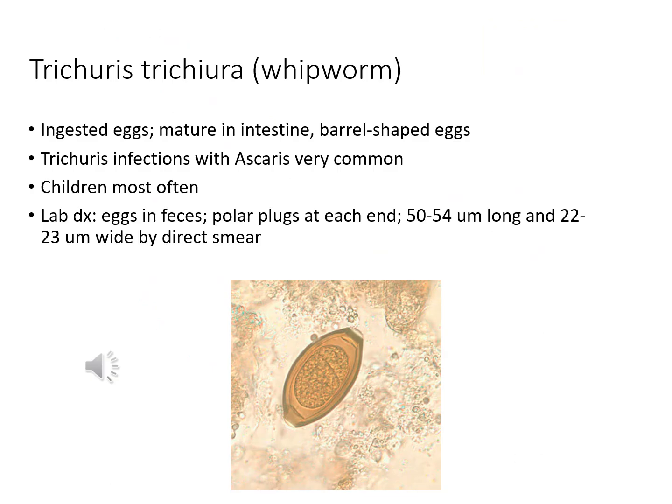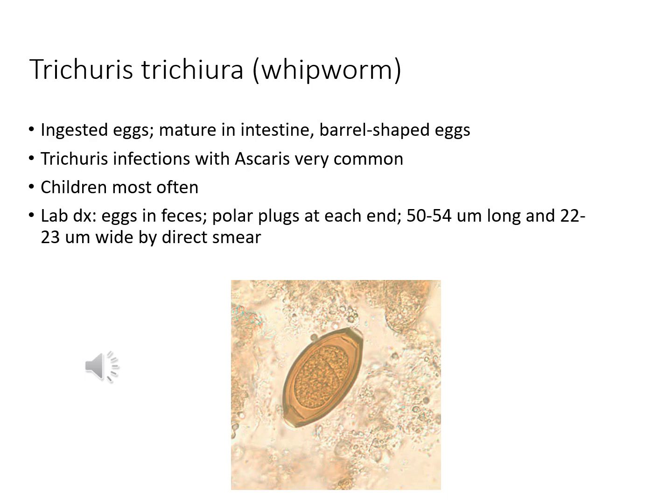Then we have Trichuris trichiura, which is known as the whipworm. The eggs are ingested. They mature in the intestine, and they are a barrel-shaped kind of looking type of egg. Trichuris infections with Ascaris, which we'll talk about, are very common. Again, children are the most common patient demographic.